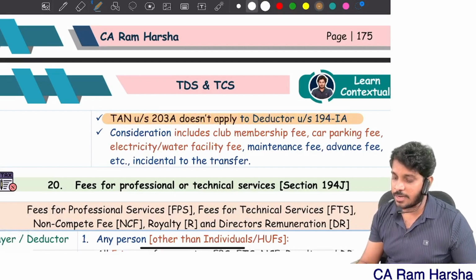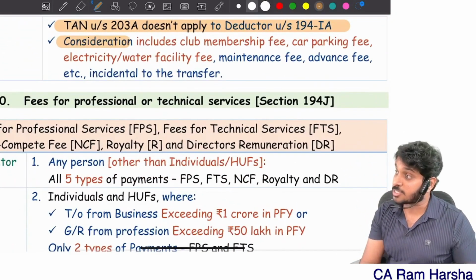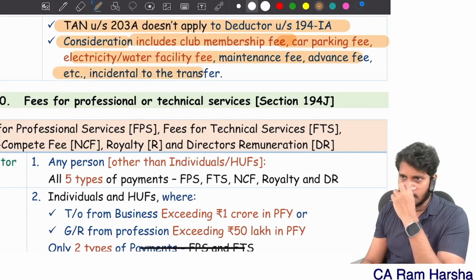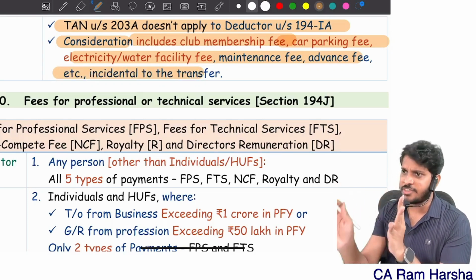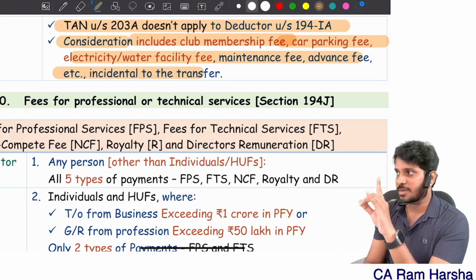Even TAN requirement does not apply for 194 IA. Remember, consideration must also include club membership fee, car parking fee, anything. Are you getting it? So when you are buying immovable property, you are buying a flat. In that flat, cost is 40 lakhs, 15 lakhs amenities cost. That is also to be considered. Able to understand? 1% TDS.